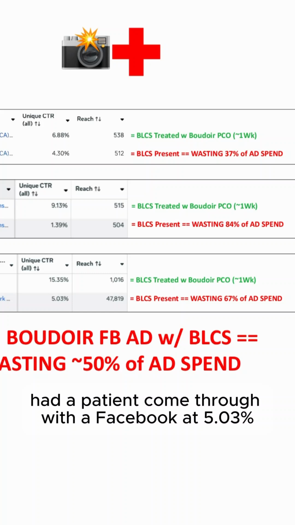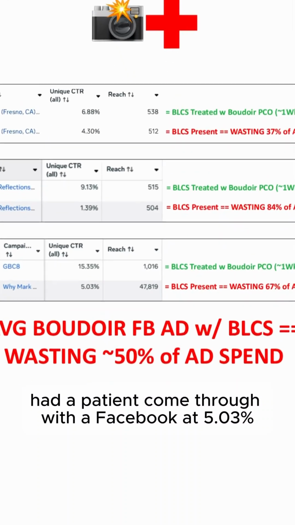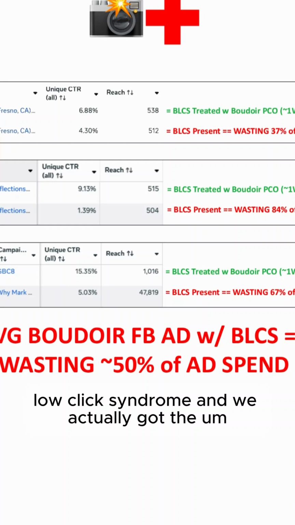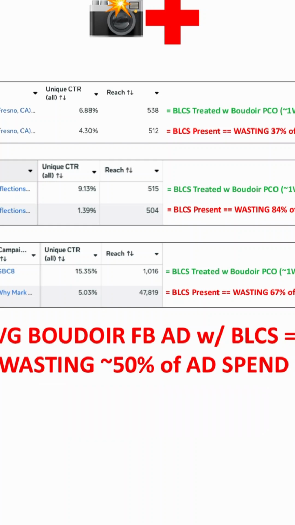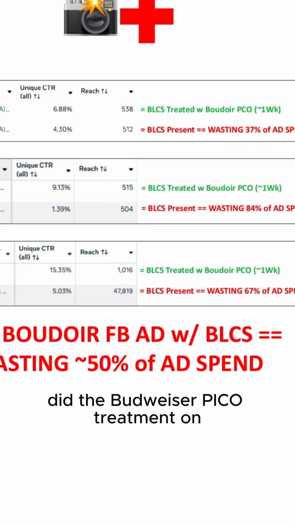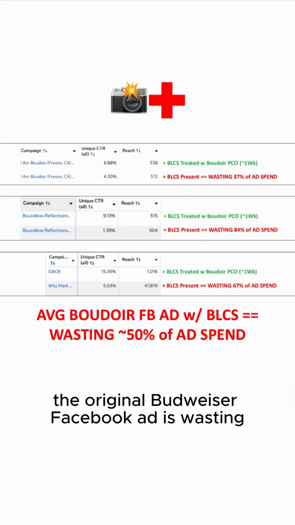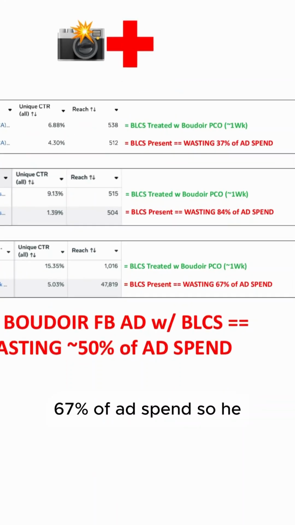Finally, had a patient come through, Boudoir Facebook at 5.03%, under 6%. That means BLCS is present, Boudoir low click syndrome. And we did the Boudoir Pico treatment on it. It takes about a week. Got the unique CTR up to 15.35%. So we found out the original Boudoir Facebook ad was wasting 67% of ad spend.